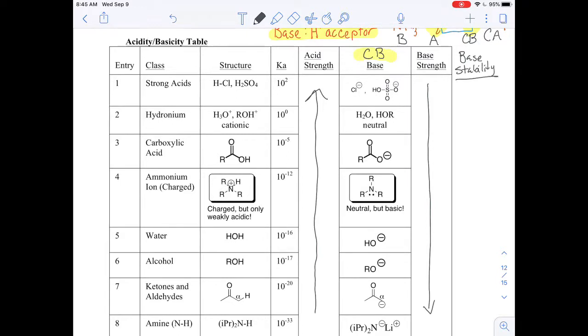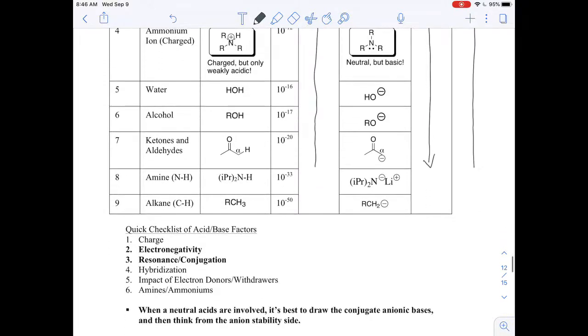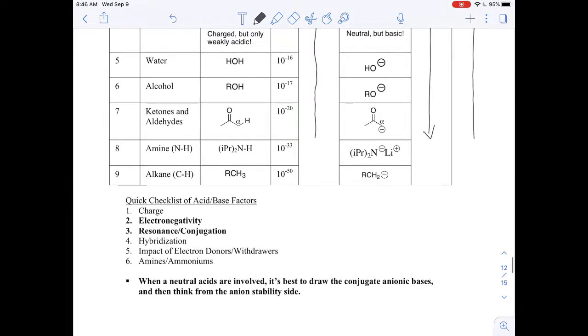Here's the thing. The stronger something is, the more likely it's going to want to react. The weaker it is, the quote-unquote happier it is. So if you have something weak, then it's very stable. And that is what we really are talking about. We want stability. We want to reach stability. So the weaker something is, the more stable it is. So there's a couple things I want you to think about here.